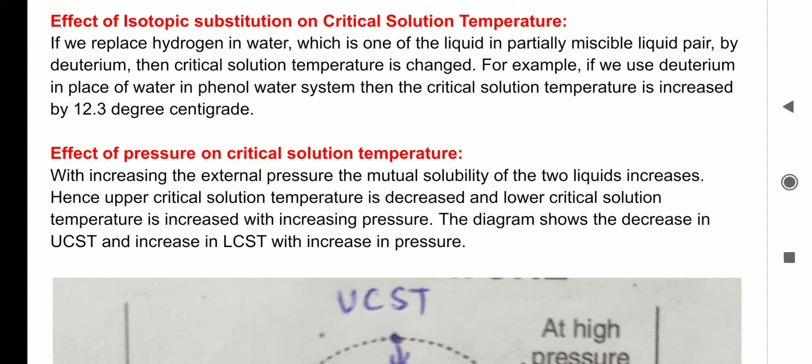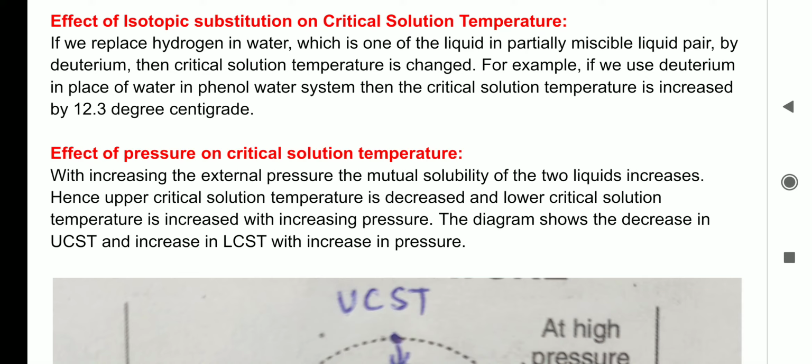Next is the effect of pressure on critical solution temperature. It has been found that with increase in the external pressure, the mutual solubility of the two liquids increases. Now, if the mutual solubility of the two liquids is increasing, it means they are becoming soluble at low temperature, they are becoming soluble easily upon increasing pressure. So, it means we need not heat them to make them soluble.